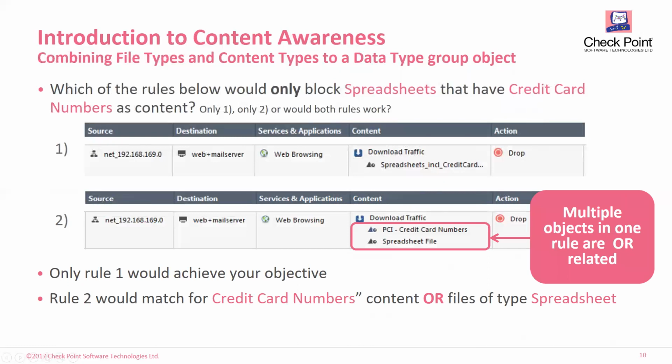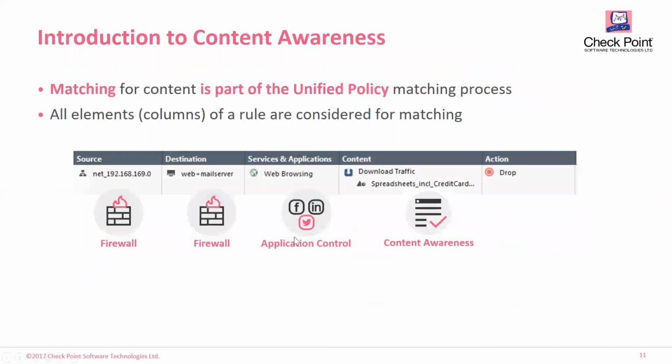Only number 1 would achieve your objective. Number 2 would match for credit card numbers content, or file types, spreadsheets. So remember that multiple objects within your rule is treated like an OR and not an AND. Matching for content type is part of the unified policy process. This is something that you can allow; you just need to enable it again. It's built in by default. So this is your firewall. These are your firewall rules. This is application control, looking into the packet and seeing which application it is. And then this is content awareness doing the content piece.